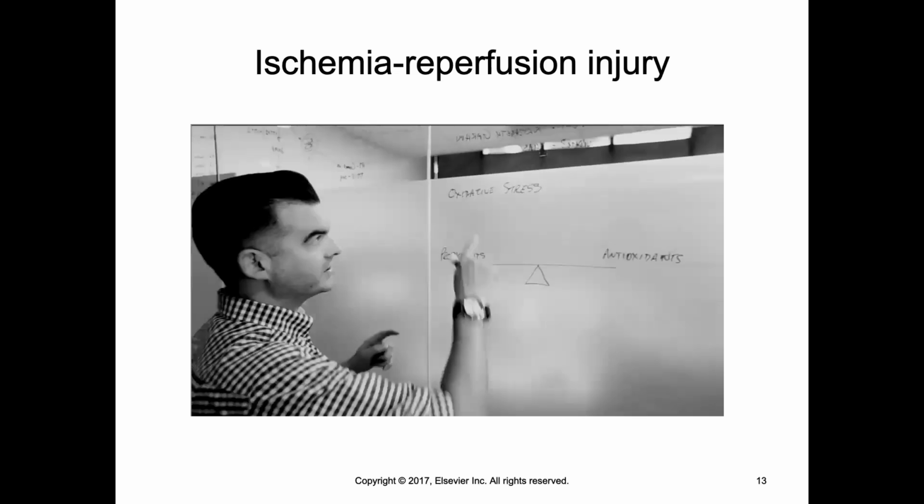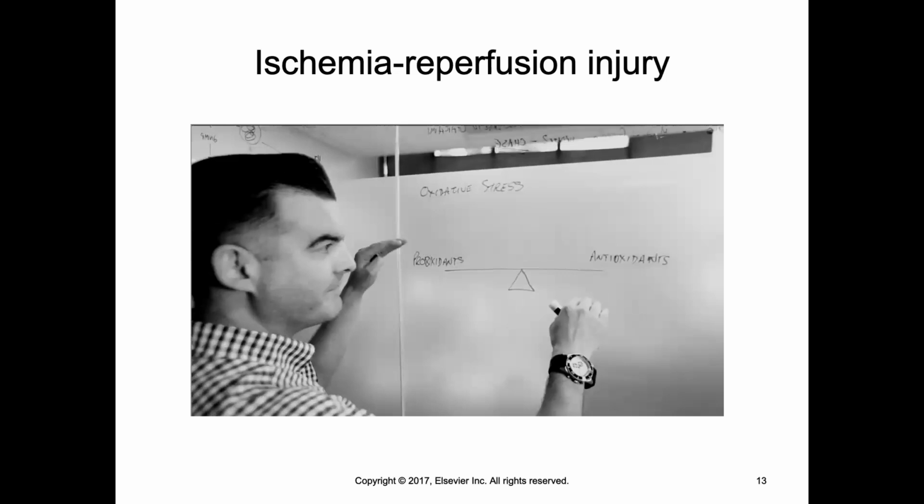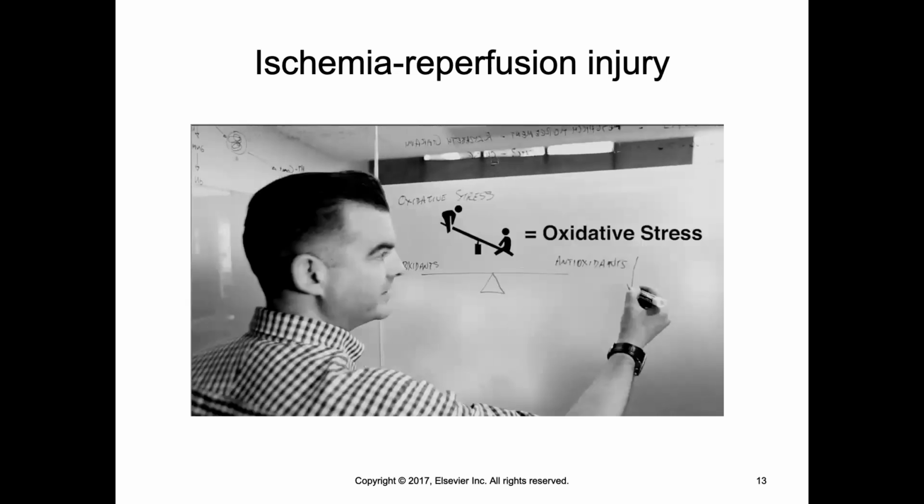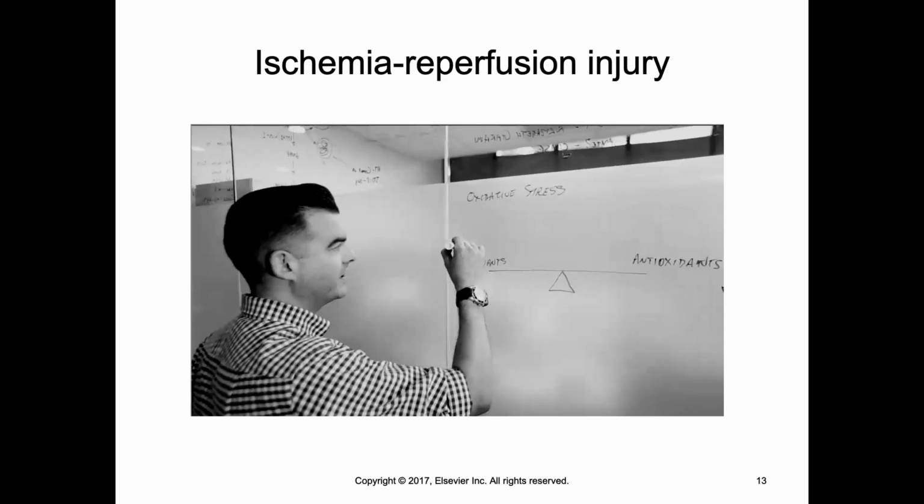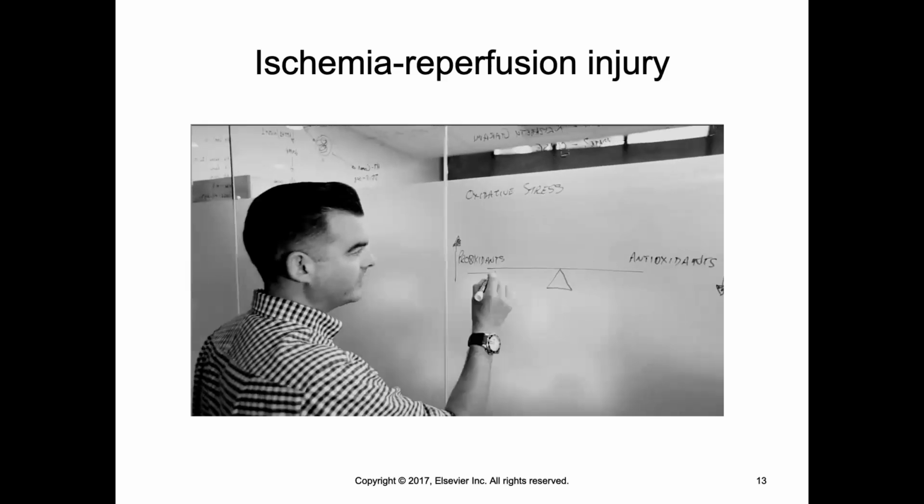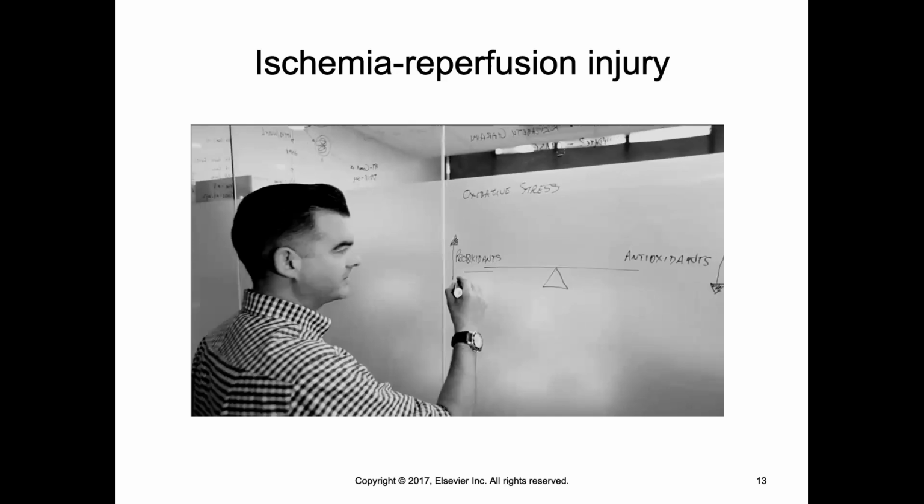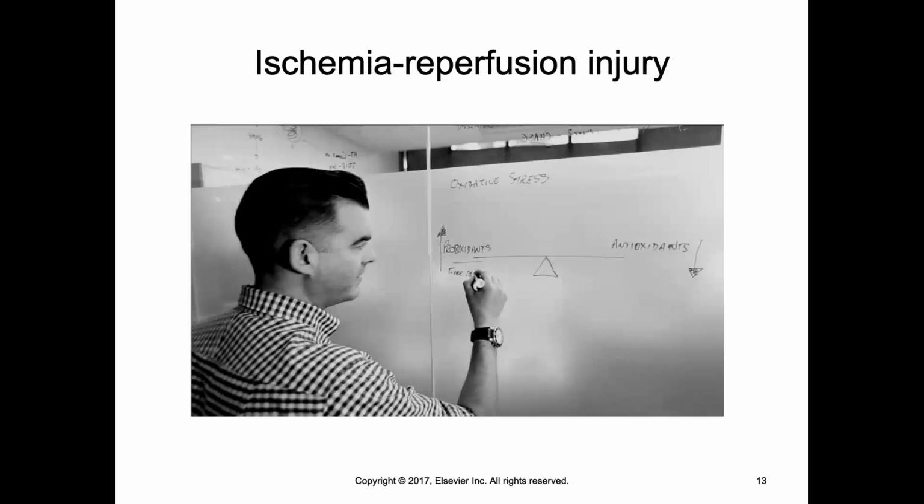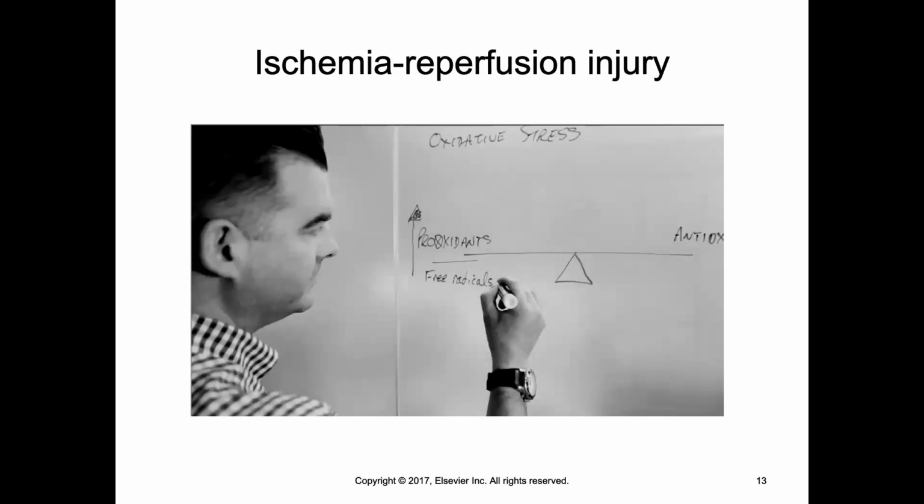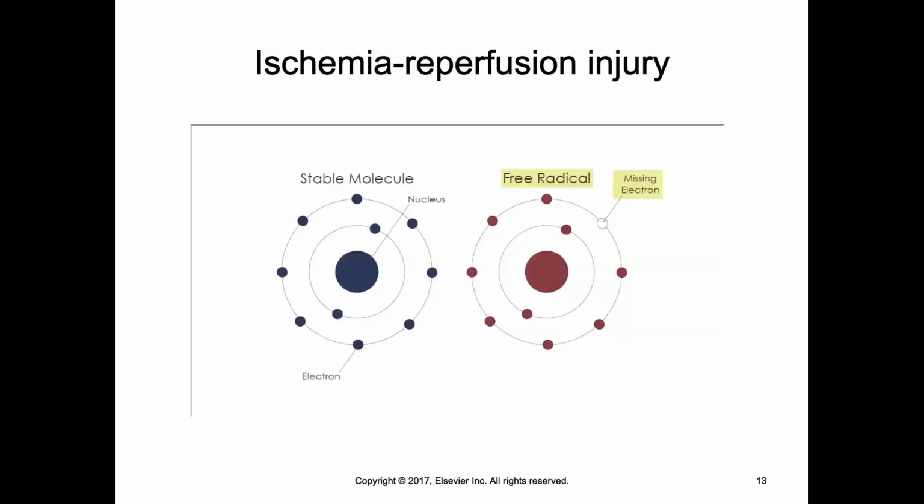Oxidative stress occurs when you get an imbalance. So you maybe get a decrease in the antioxidants and you get an increase in pro-oxidants. You can get an increase in pro-oxidants because pro-oxidants include free radicals. Free radicals are chemicals with an unpaired electron. Normally electrons are paired. When they're unpaired, they become highly reactive.